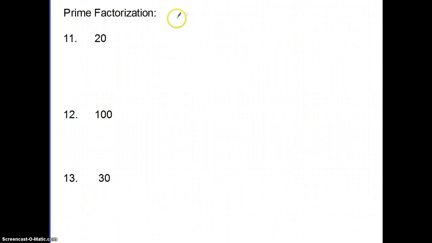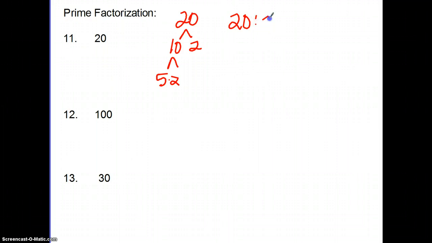I'm writing the prime factorization for 20. Okay, so I'm going to break 20 into 10 and 2. Break 10 into 5 and 2. My prime factorization for 20 is 2 times 2 times 5. And I need to write that more simply, so it's 2 squared times 5.